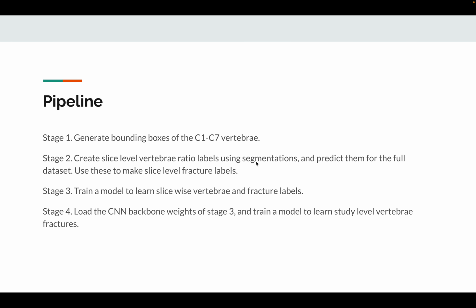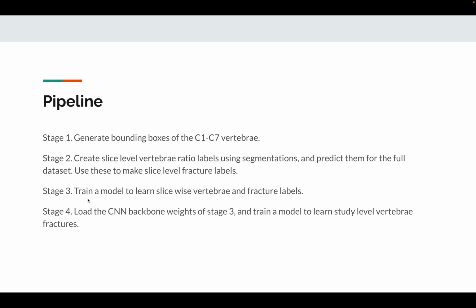We'll explain this in a bit more detail later and predict them for the full data set. So we have these slice level labels. And we use the vertebrae ratio labels to make fracture labels, because we have the fracture labels at study level. So once we know where the vertebrae are, we can multiply these through and get slice level fracture labels. Again, we'll explain this more in detail.